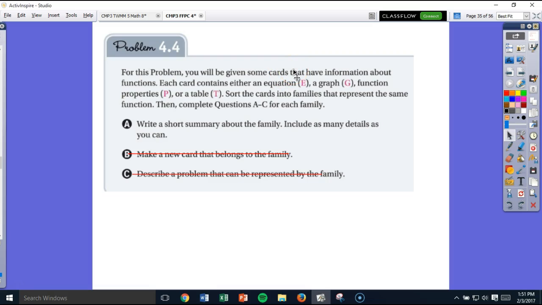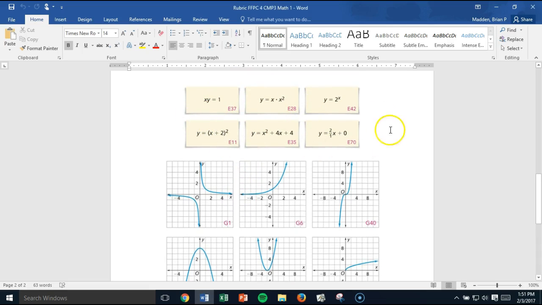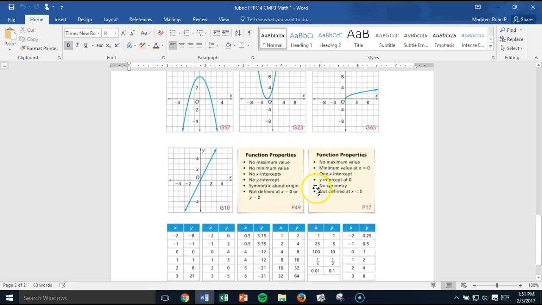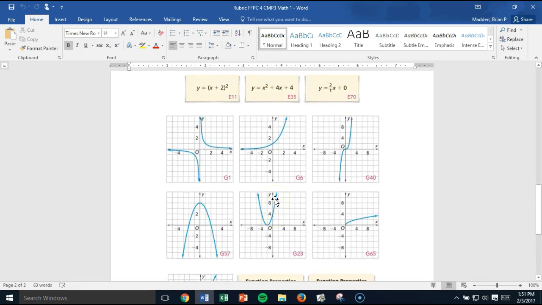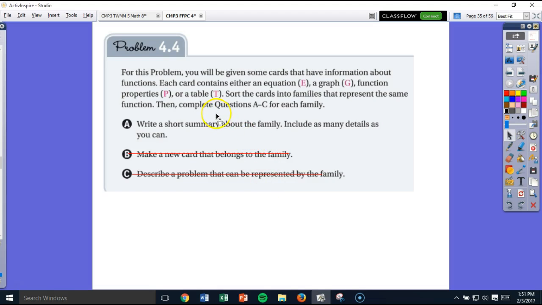What I have done is on the back of your ACES sheet is put together all of these. We have some equations up here, then we have some graphs here, and we have some various function properties and some tables. What I want you to do is do your best to match all of these up. They call them families in the problem. Okay, we sort the cards into families that represent the same function.